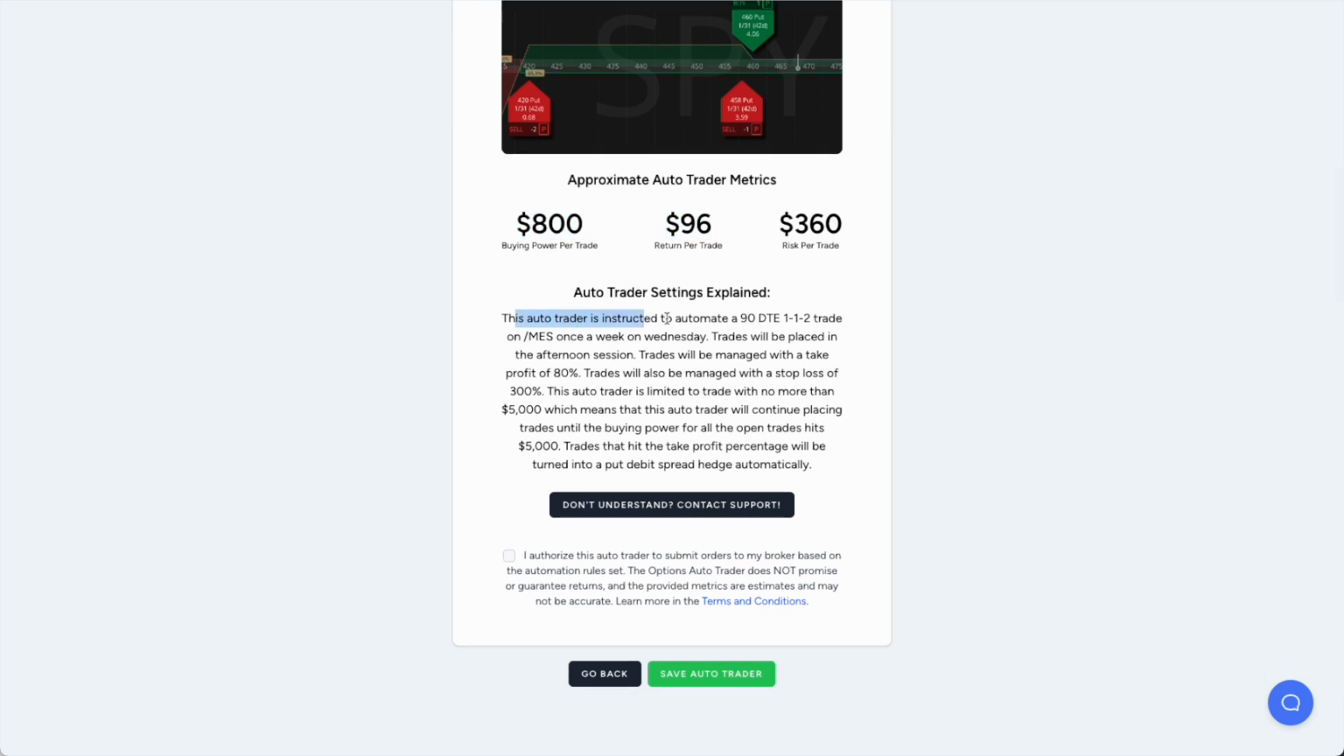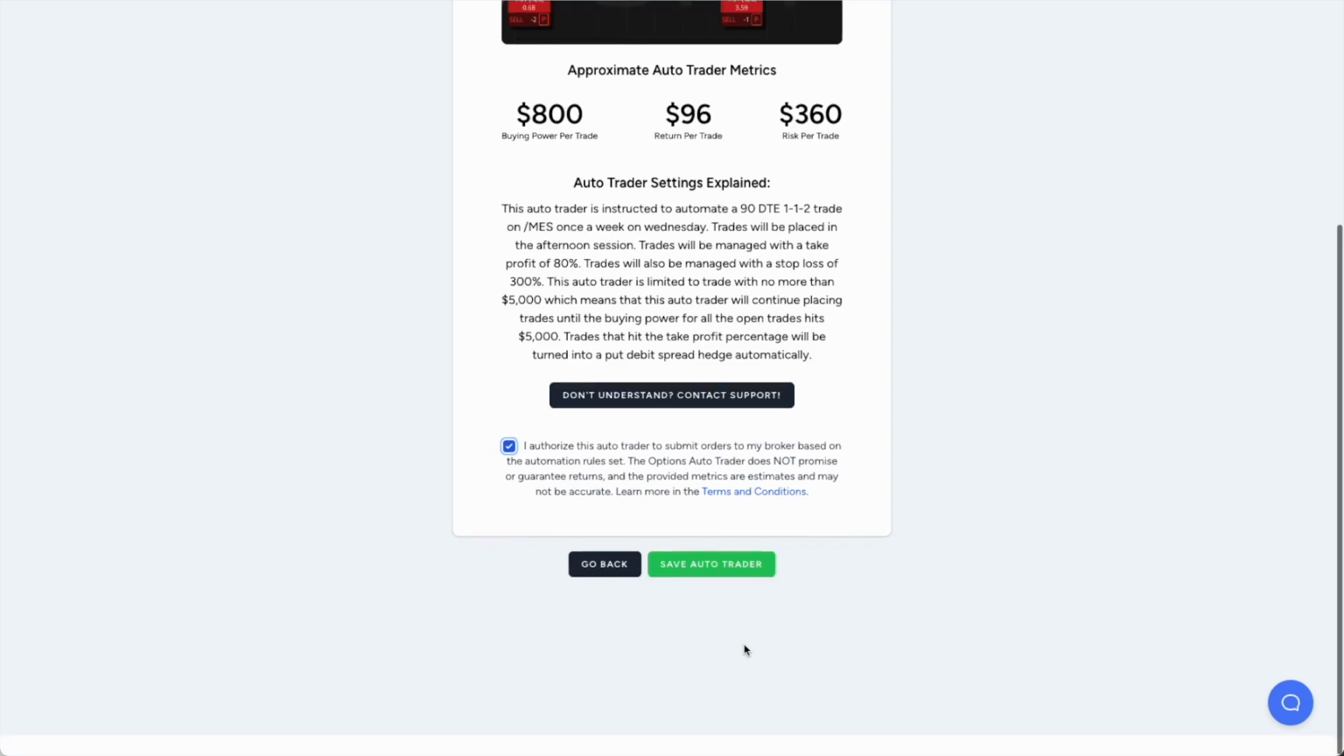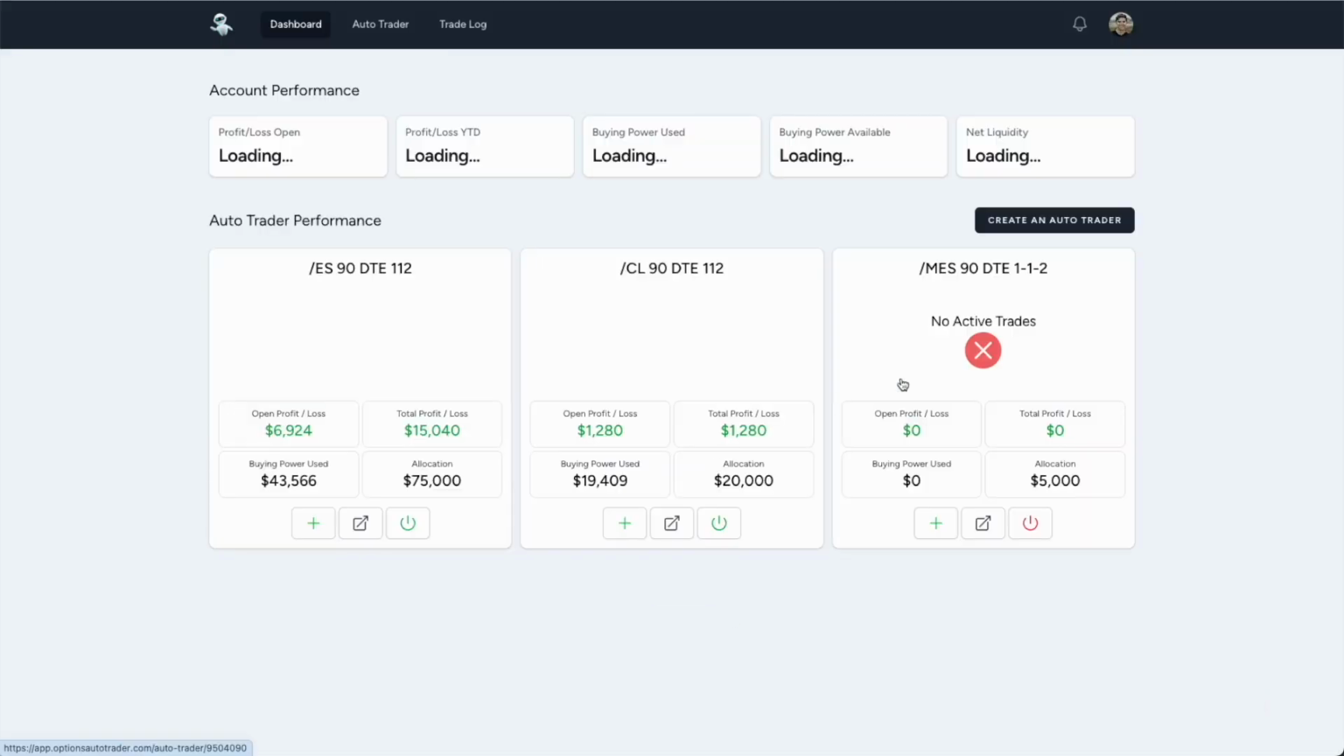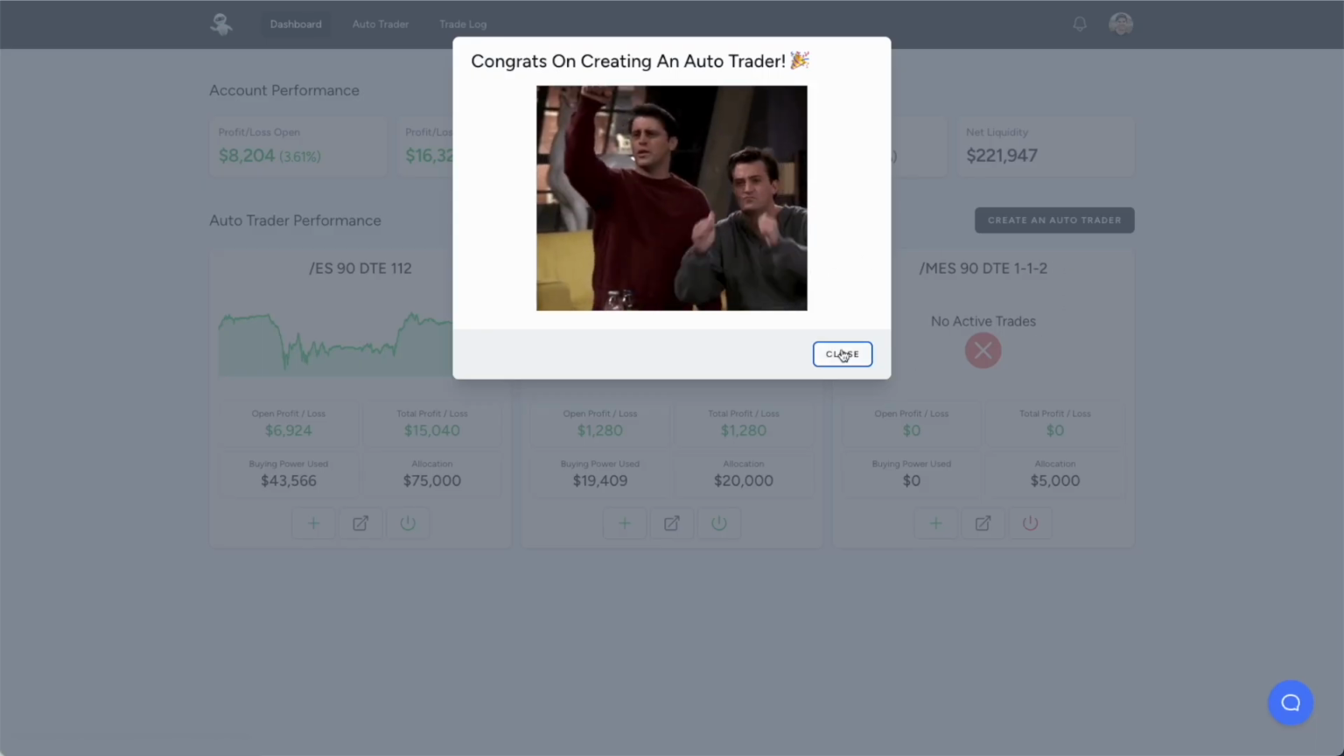And so again, you can read exactly how this trade is structured if you want to make sure, but basically this auto trader is instructed to automate a 90 DTE 112 on MES once a week on Wednesdays. And again, it follows all the rules that I set. So again, I just authorize it and save this auto trader. And just like that, I've created an auto trader. Like it says, congrats.